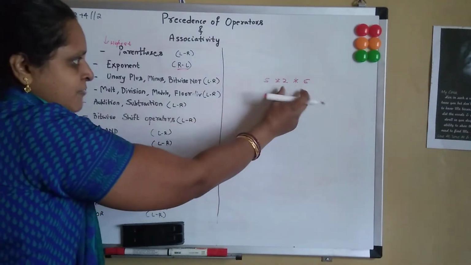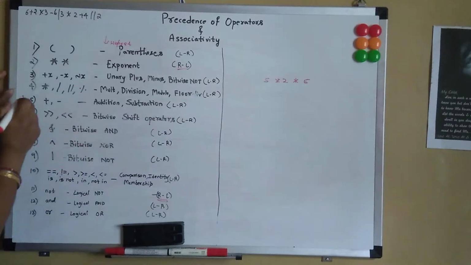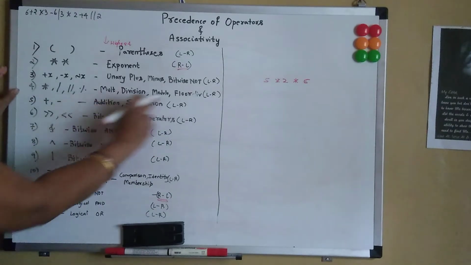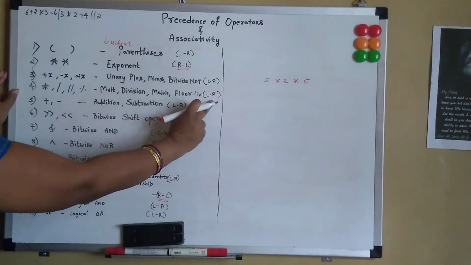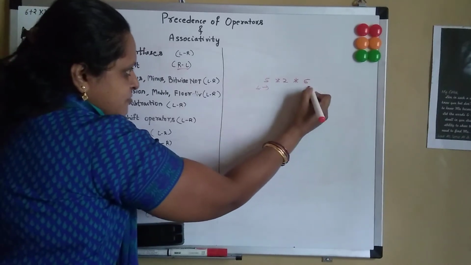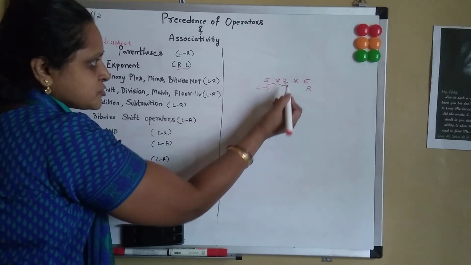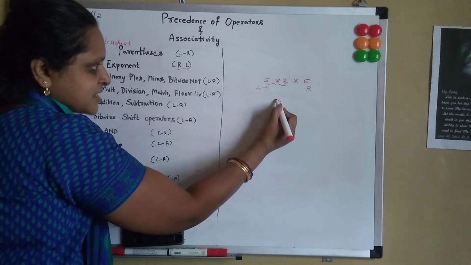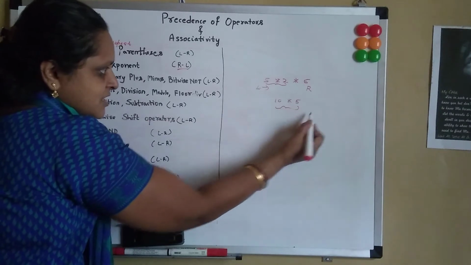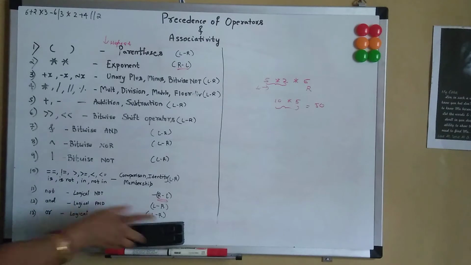So now we have two multiplications. Which one has to be solved first? We have to go into the multiplication entry of the precedence chart. The associativity is from left to right. So from the left, whatever we encounter first has to be solved. That is 5 * 2 has to be solved. The result is 10. 10 has to be multiplied by 5. So the result becomes 50. So this is the associativity.